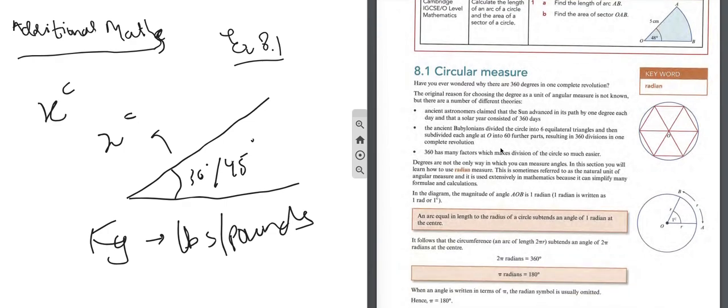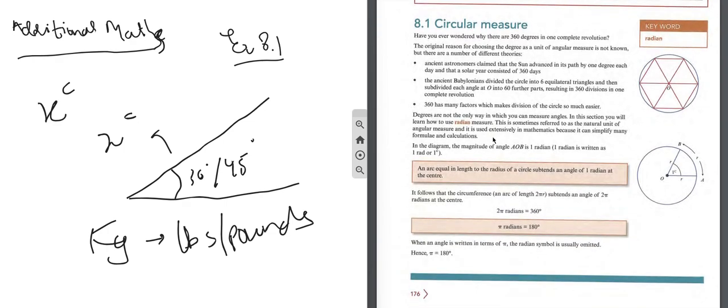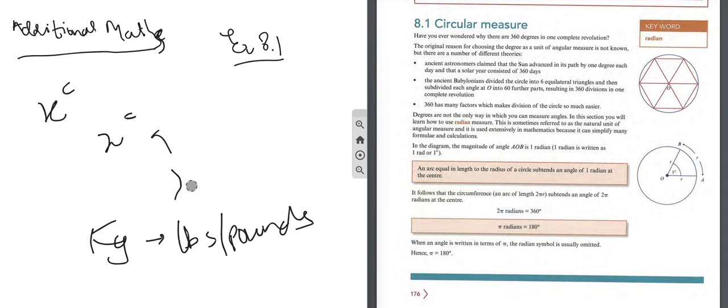Now one fact is there: an arc equal in length to the radius of a circle subtends an angle of 1 radian at the center. What does this mean to say? So let's draw it. Let's learn about it from the start.